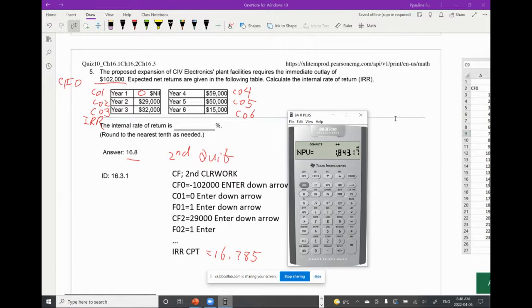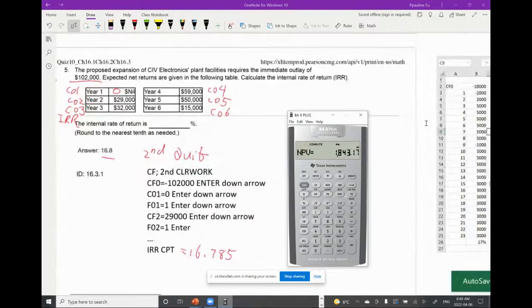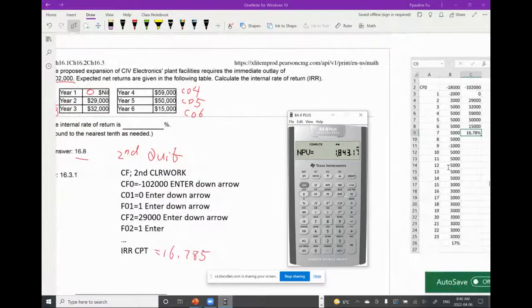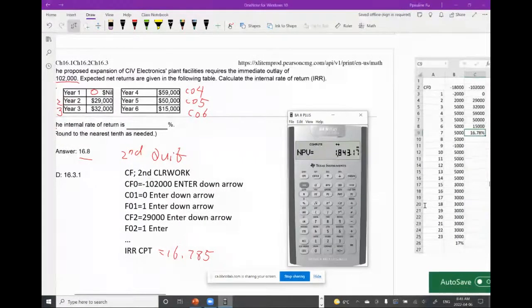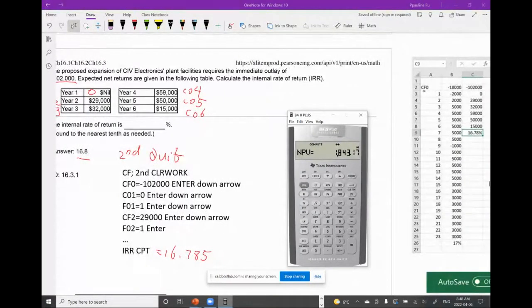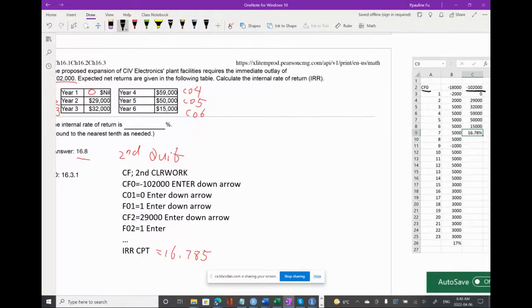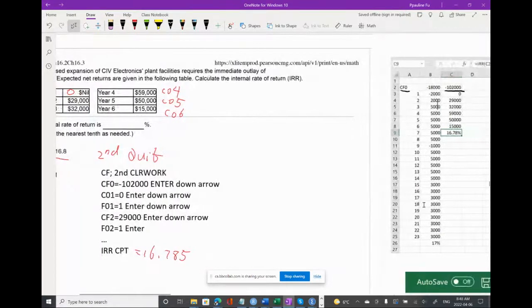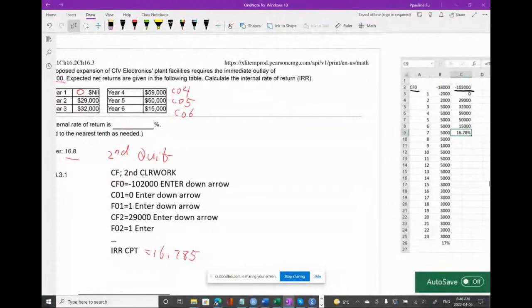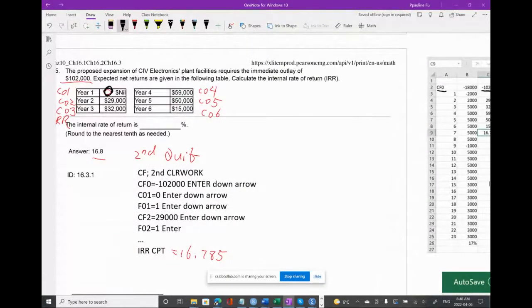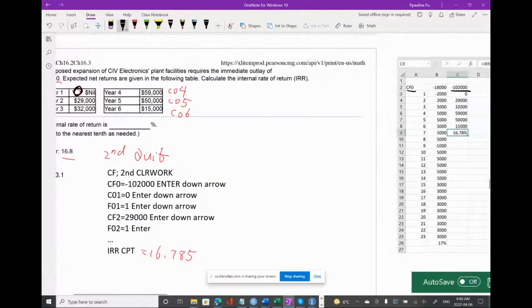So again, I will introduce two methods. One, Excel. Put the data in Excel column C. The immediate outlay is negative 102,000. So CF0 is negative 102,000. And in year 1, you have 0 return. Year 2, 29,000. This is year 1, year 2, year 3, year 4, year 5, year 6, based on the numbers in this table.